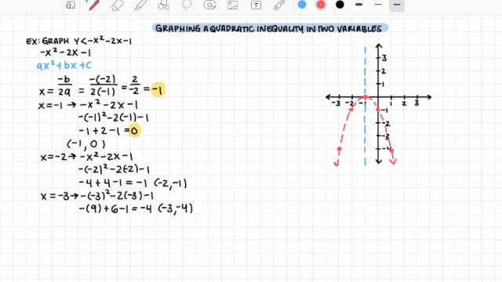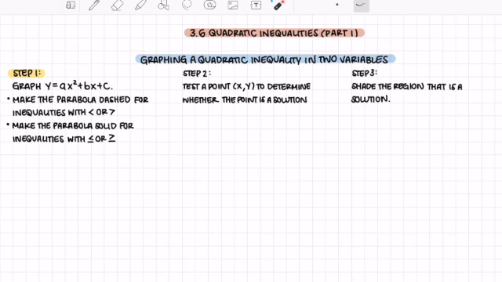And I'm going to keep it a dashed line because when I look at my original equation, which is y being less than negative x to the power 2 minus 2x minus 1, we see here that we have a less than symbol. And we said that for less than symbols or greater than symbols without the equal to sign, we have to make sure that they're in a dashed format.